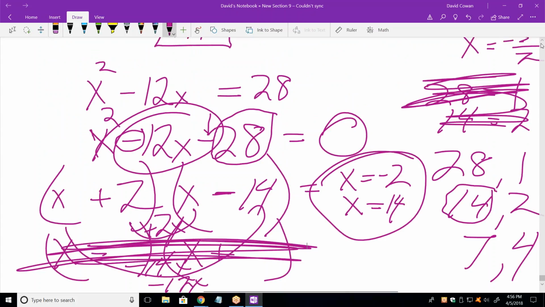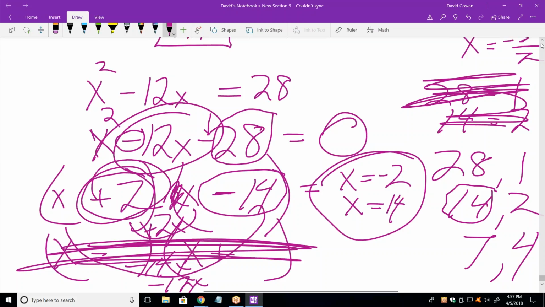The answer is always the opposite sign of that and the opposite sign of that. But that's only if it's an x. If there's a 2x there, then that one's not equal to 14. It's equal to 7. But if you're just looking at x and x, just take that, change the sign, and those are your answers.